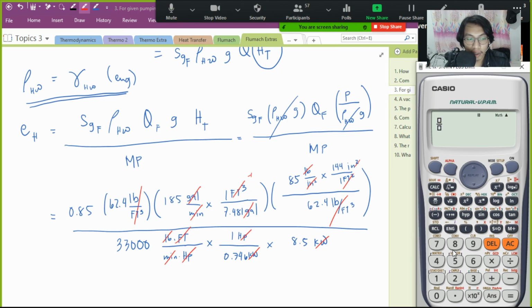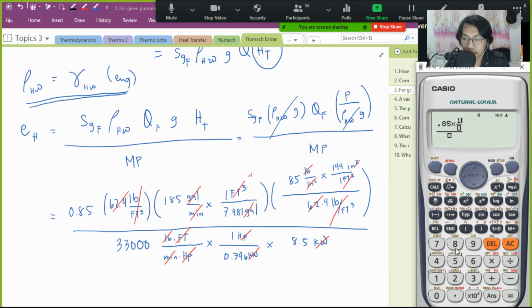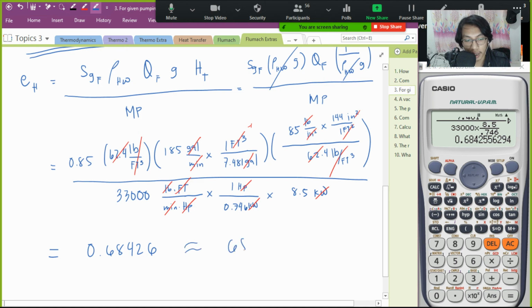O, let us solve. That is 0.85 times, cancel na rin natin yung 62.4. Ay, pwede na i-cancel 'to eh. Ayan. Times 185, divide by 7.481, times 85, times 144, divide natin 33,000, times 8.5, times 0.746. The answer will be, tignan nyo natin, 0.68426. Okay? That is the correct answer, 0.68426. Approximately, in percent, 68.43%.